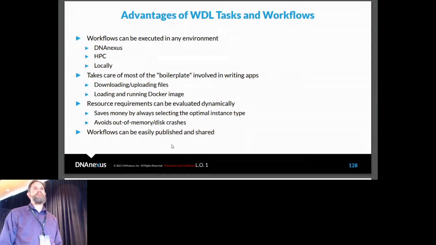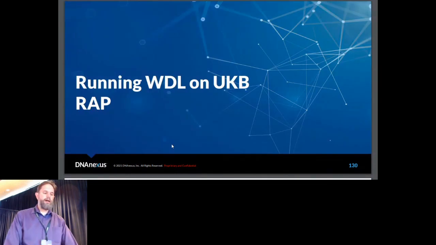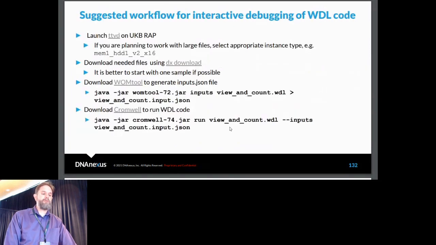These build into native DNA Nexus workflows. They're really pretty. I'll show you in a minute. And there's lots of stuff out there, BioWDL, so on and so forth. If you do any collaboration with the Broad, there's lots of WDL things there. So running WDL on UKB RAP, you can create tasks, workflows, etc., and it tries to do compute optimization for you. So that's a plus.